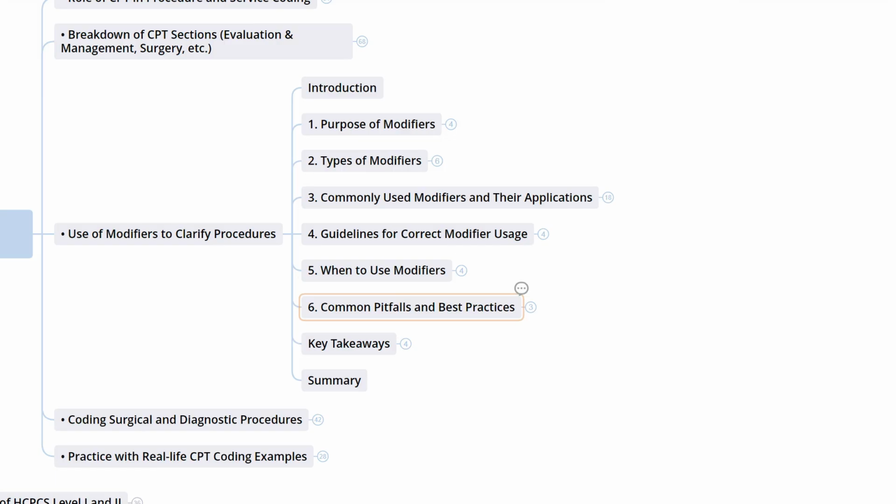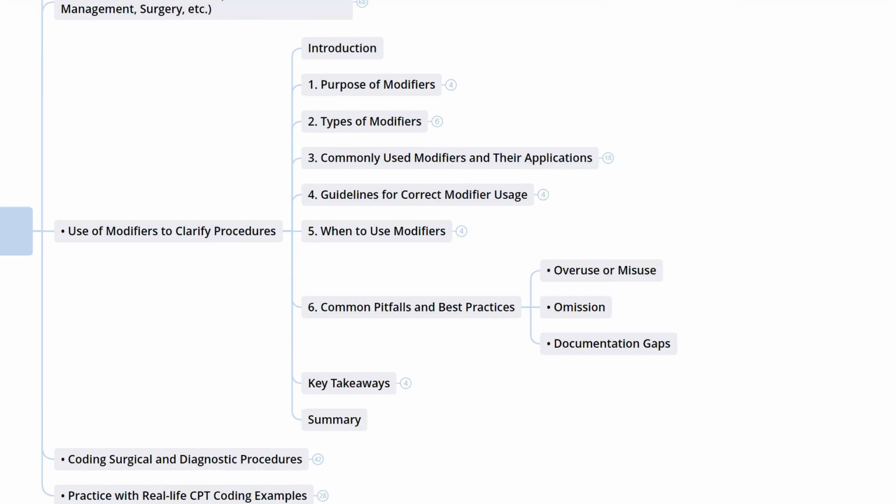Next, common pitfalls and best practices. Overuse or misuse. Incorrectly using modifiers to inflate billing can lead to audits or denials. Omissions. Not applying necessary modifiers can result in underpayment. Next, documentation gaps. Lack of supporting documentation weakens the justification for modifiers.